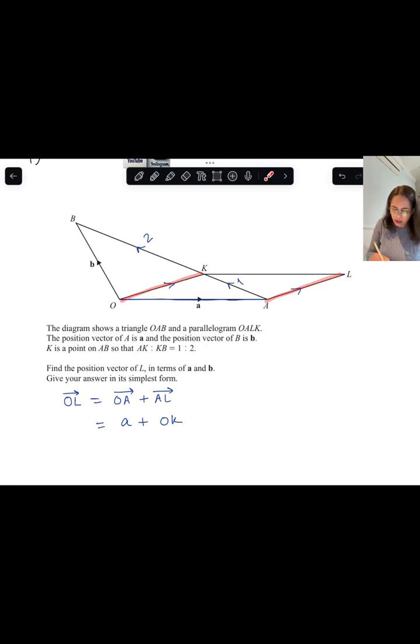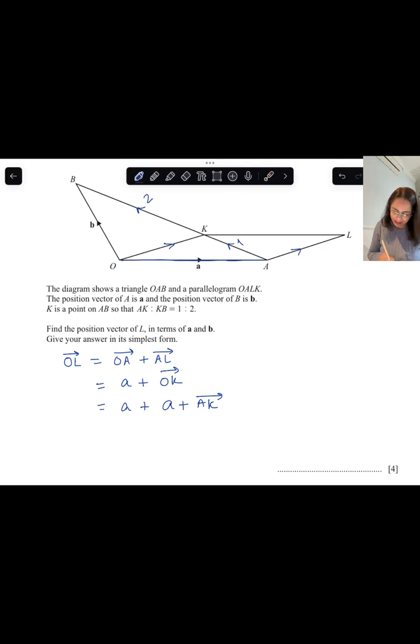So let us try to find out what OK is. For OK, you need to start from O and end at K. So I can go in this way: it's going to be a plus AK. So let us replace that. This is going to be a plus AK. Remember, this a is because of OK. Yeah, I feel that's okay.